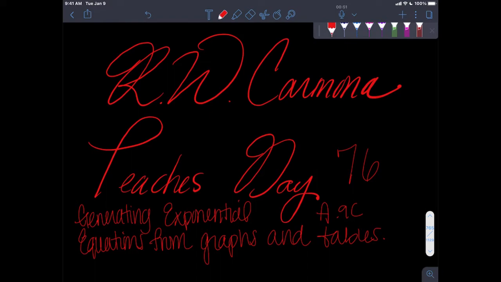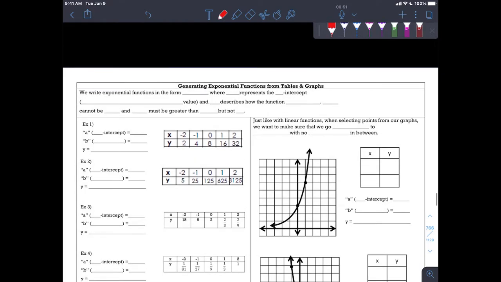Algebra 1, Day 76. Today we're going to be talking about generating exponential equations from graphs and tables. Of course, you can still plug these into a spreadsheet and have all the data inputted into your calculator and utilize that to generate an exponential regression. However, if you take 2 steps, you should be able to write this equation without much trouble. All you have to do is look at the numbers. So let's go ahead and get started.